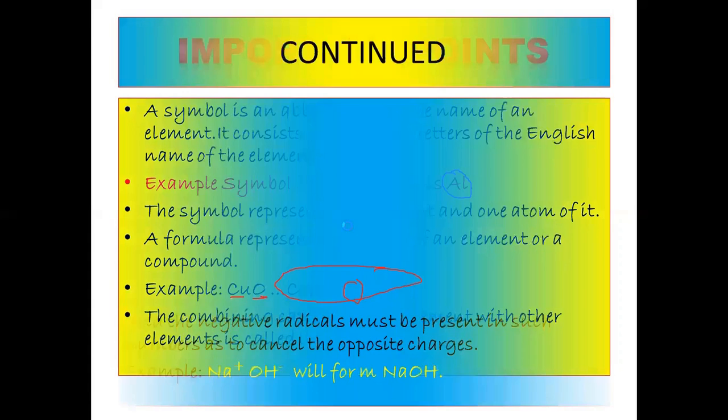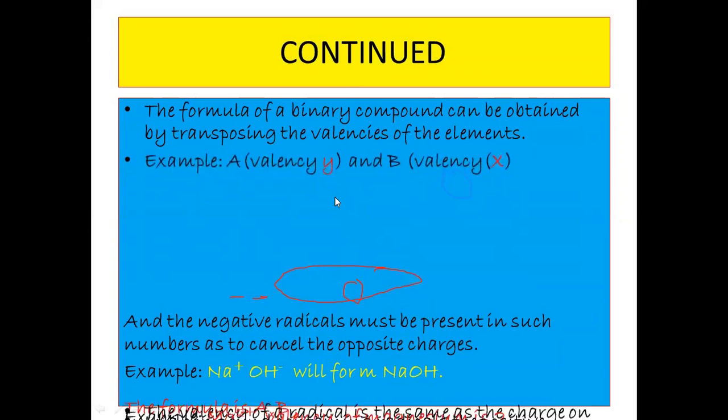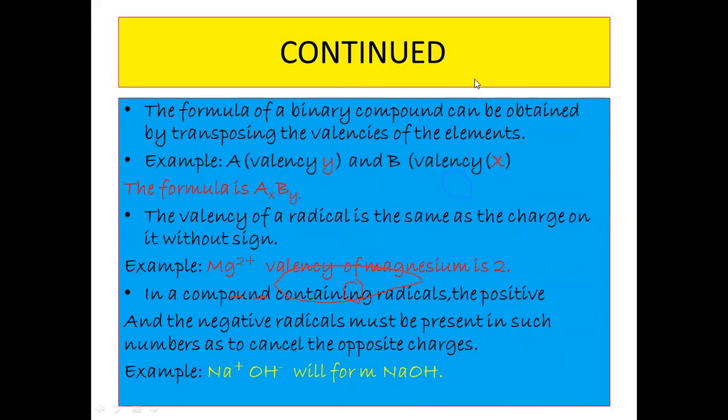Moving further, the next point here, my dear students, is the formula of a binary compound. What is this? The formula of the binary compound. Let me clarify what I've already explained in the previous slide. See, the formula of a binary compound can be obtained by transposing the valencies of the elements.